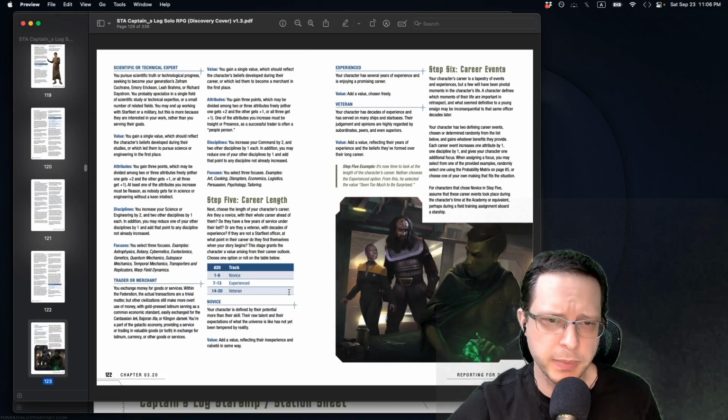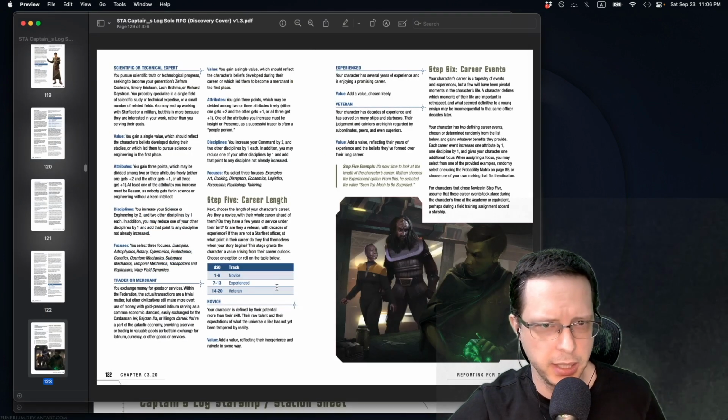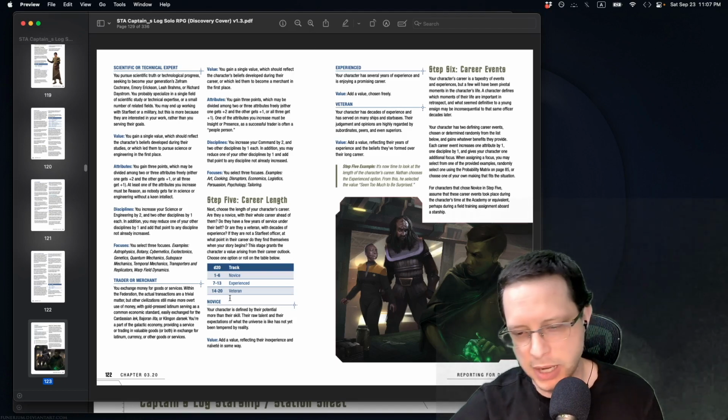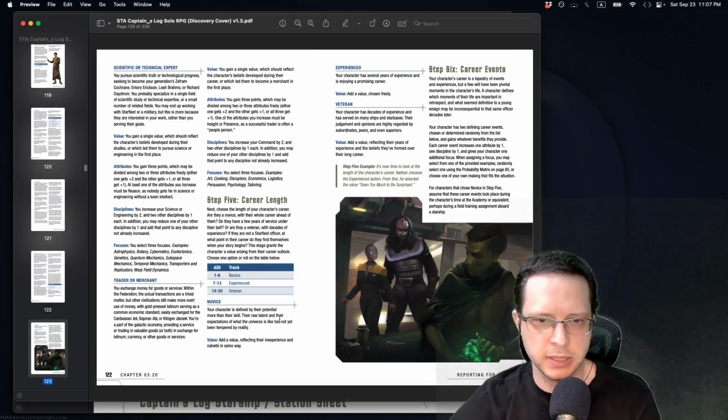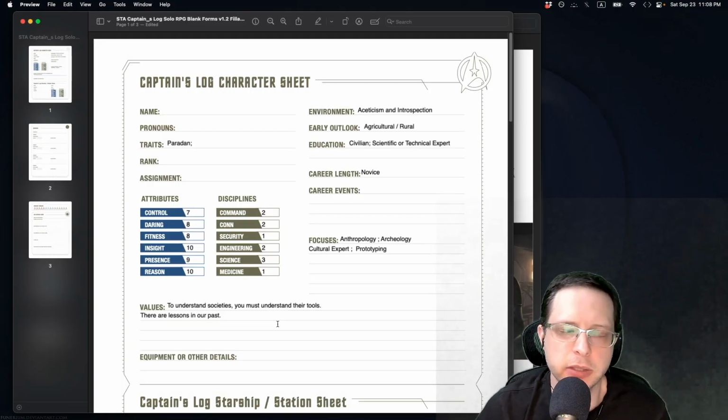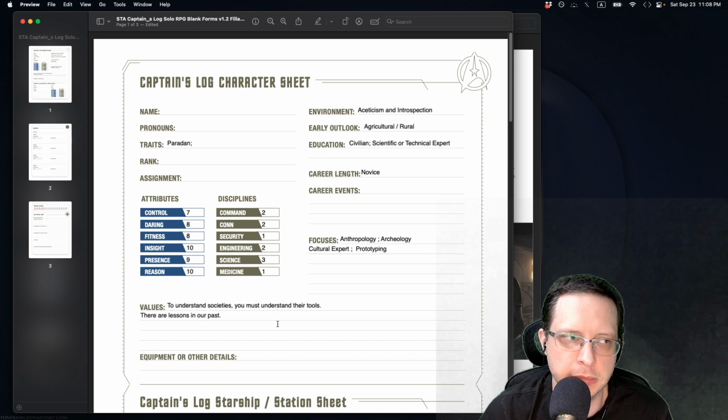All right. Again, next we have our career length. Are they a novice or are they experienced? Here we go. We rolled a 5, so that means we're a novice. So that means we now need to create a value that reflects their inexperience or naivete. So again, this value should indicate their innocence and naivete or inexperience in some capacity.